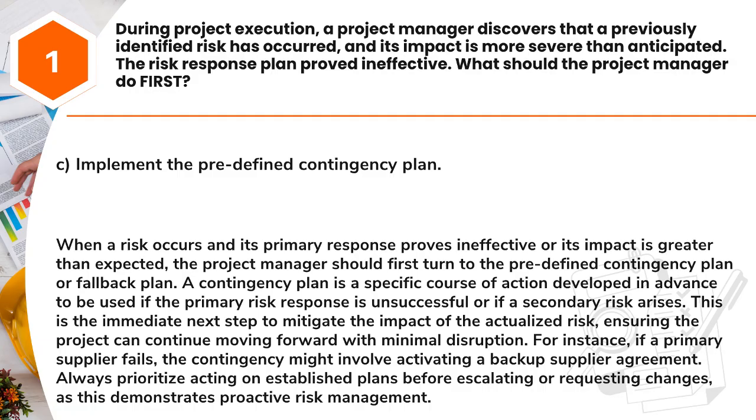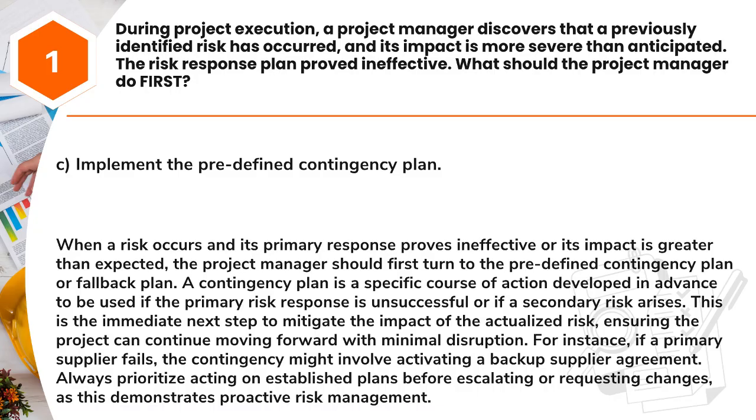Answer: C. Implement the predefined contingency plan. When a risk occurs and its primary response proves ineffective or its impact is greater than expected, the project manager should first turn to the predefined contingency plan or fallback plan. A contingency plan is a specific course of action developed in advance to be used if the primary risk response is unsuccessful or if a secondary risk arises.